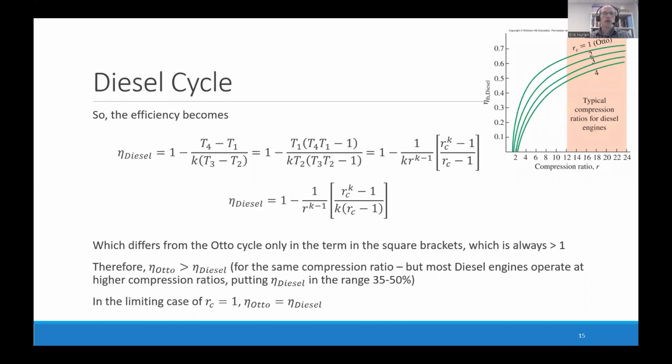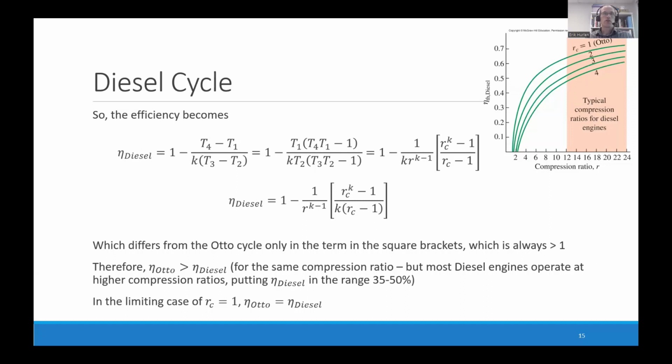Putting all this together, the efficiency of the diesel cycle then becomes eta diesel equals 1 minus 1 over r to the k minus 1 power. This part is the same as the Otto cycle. But then we have this additional multiplicative factor of (rc to the k minus 1) over k times (rc minus 1). Note the additional factor, this term in square brackets, will always be greater than 1. Therefore, the efficiency of the Otto cycle will always be larger than the efficiency of the diesel cycle with the same compression ratio.